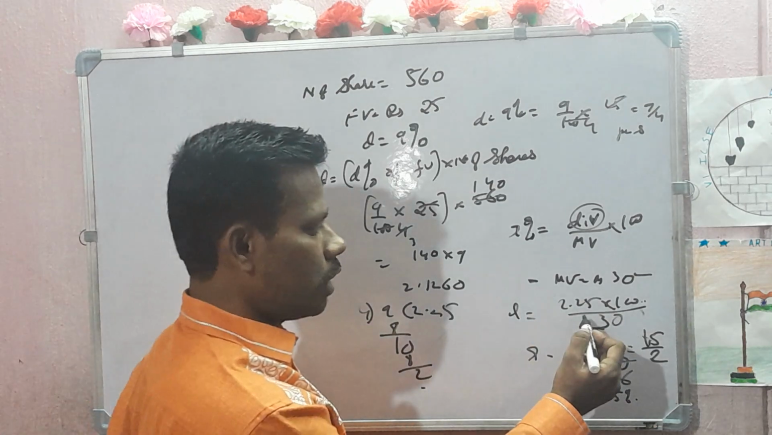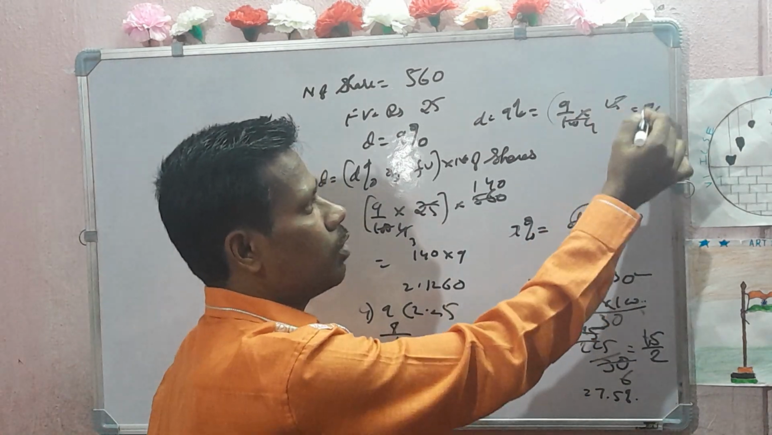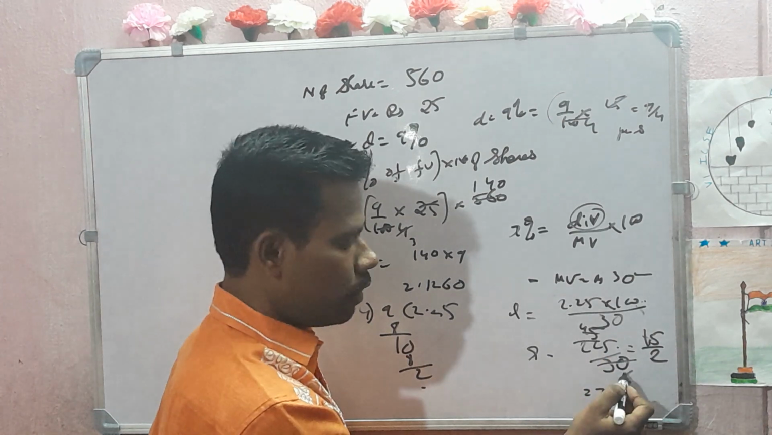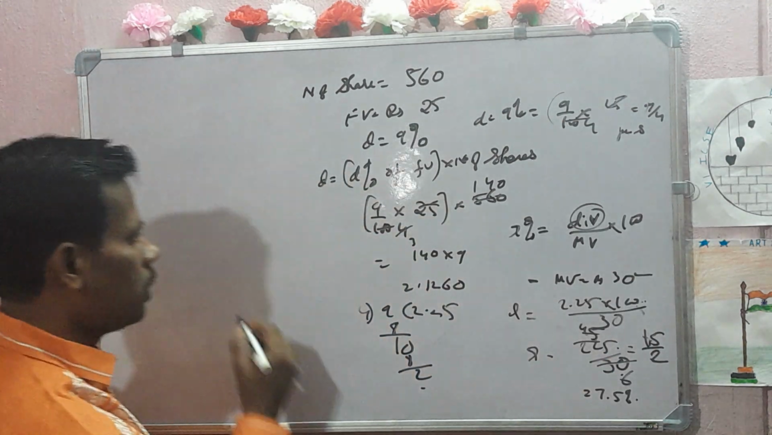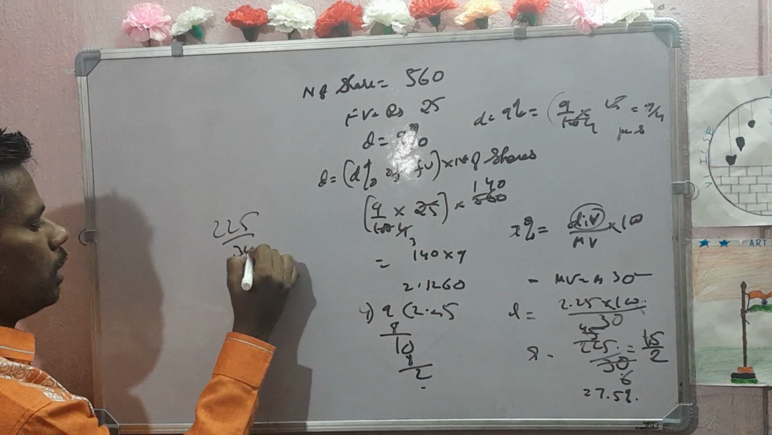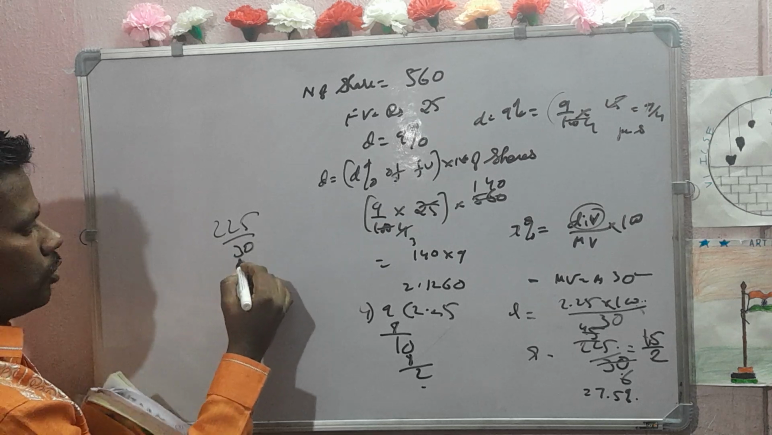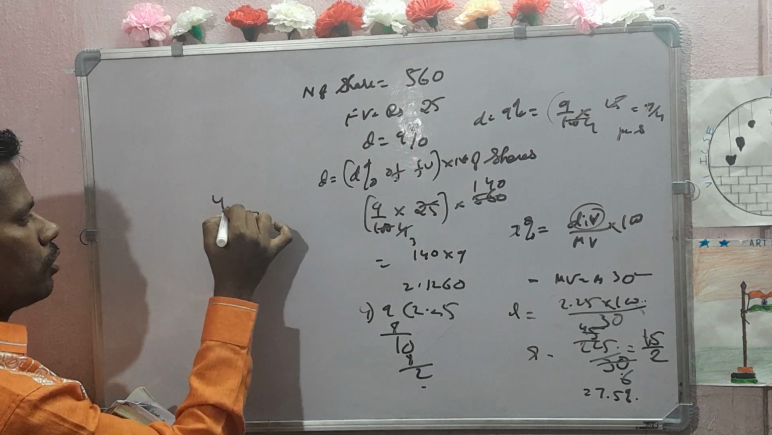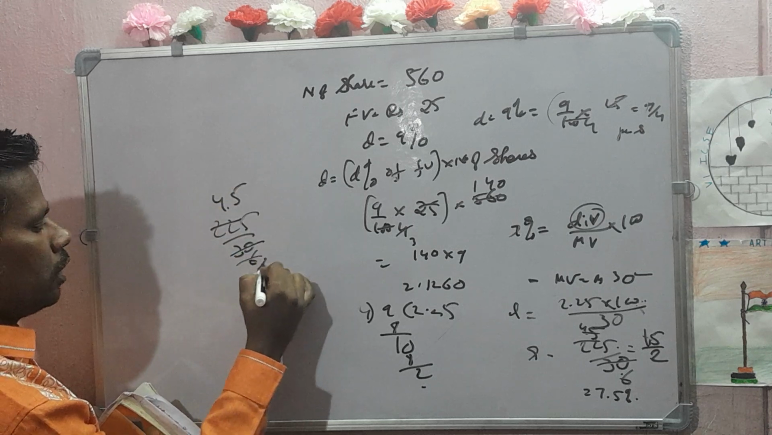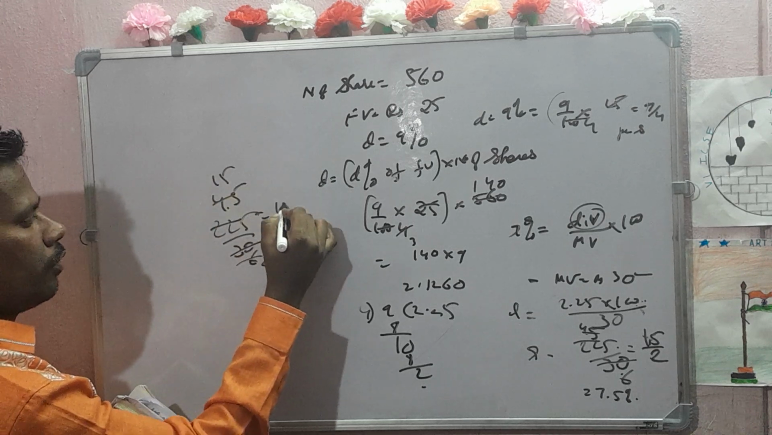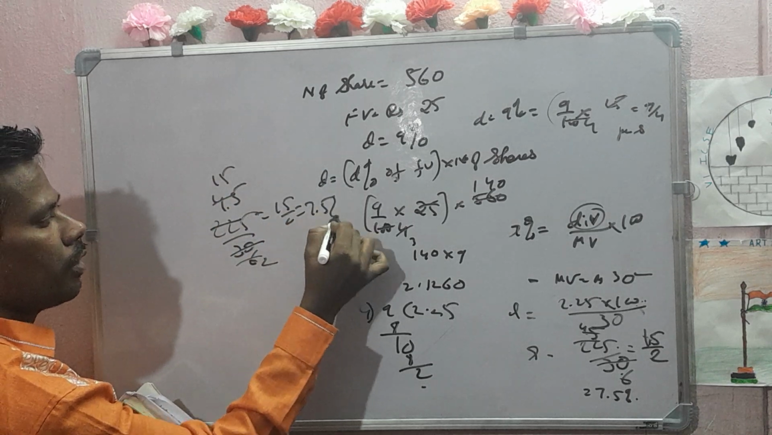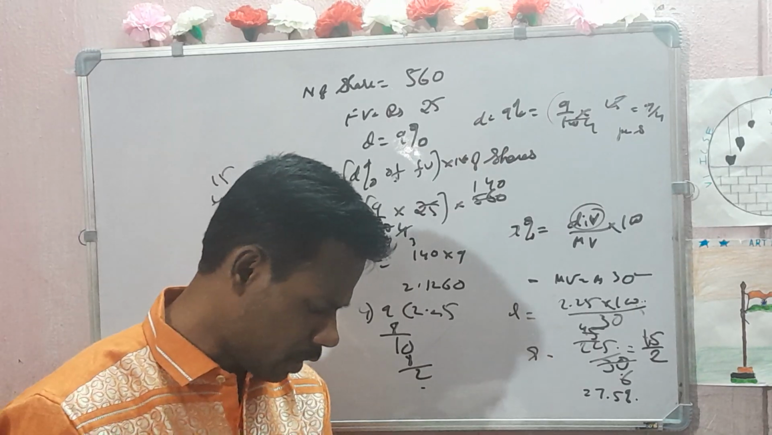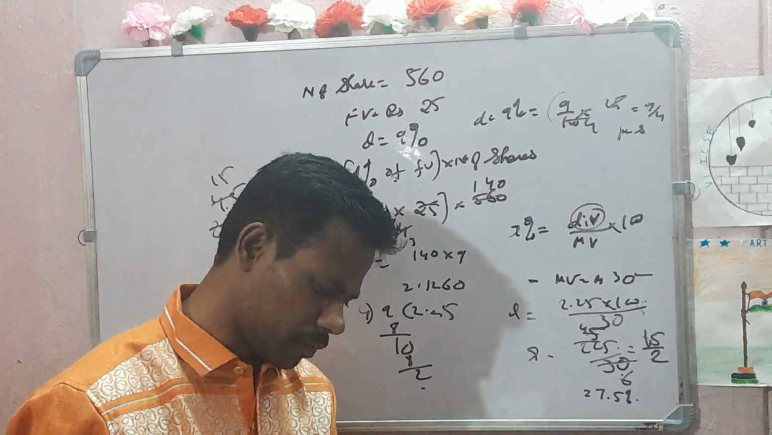Are you following? In decimal form it is 2.25. After the point, 2 digits are there, so 225 by 30. 5 6s are 30, 5 4s are 20, 5 5s are 25, 3 2s are 6, 3 15s are 45. 15 by 2 is nothing but 7.5%. So it's very simple. 7.5% is the answer.